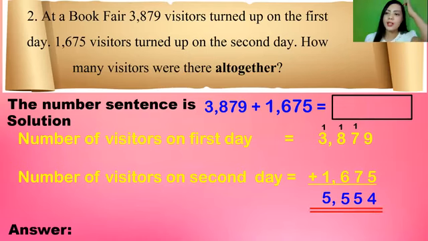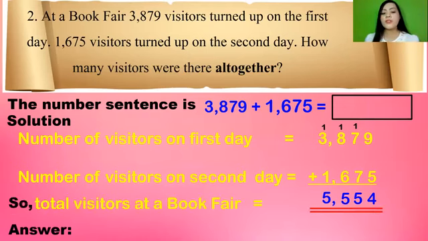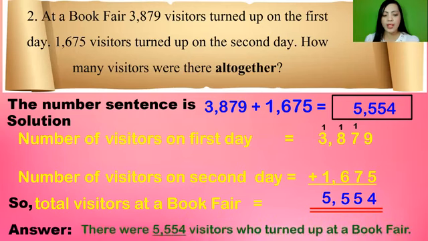So the answer is total visitors at a book fair is equal to 5,554. Okay, so the complete answer is there were 5,554 visitors who turned up at a book fair. That is word problem number 2. Let's go now to word problem number 3.